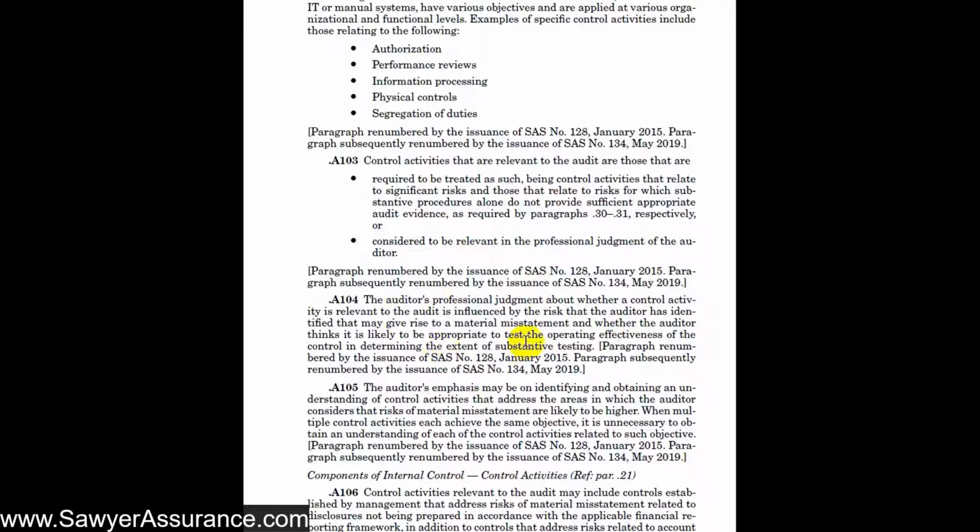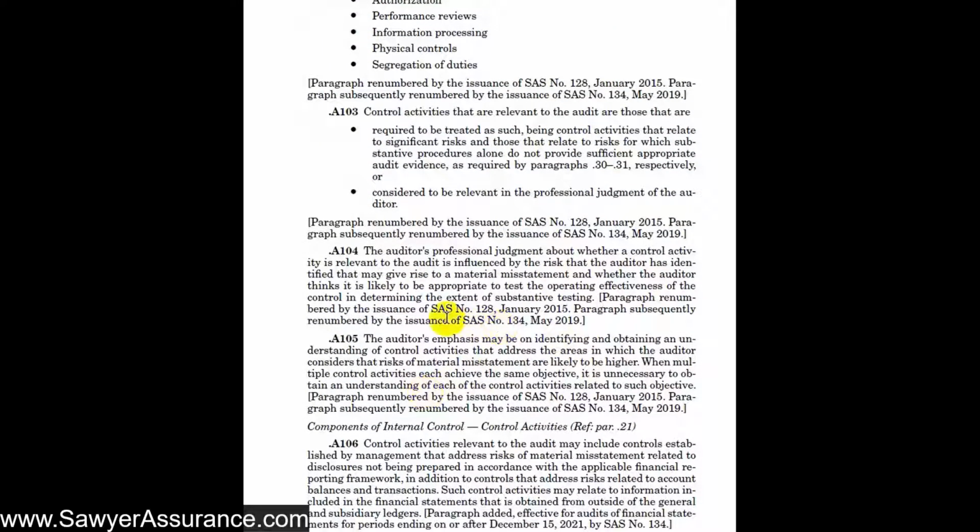Since we've reiterated before, gaining an understanding of the control activities is not testing the internal controls, which would determine their effectiveness, but rather gaining an understanding of how they're designed and whether they're implemented. So, of course, if we decide that we want to test the operating effectiveness of a control, we definitely would need to gain an understanding of that one.